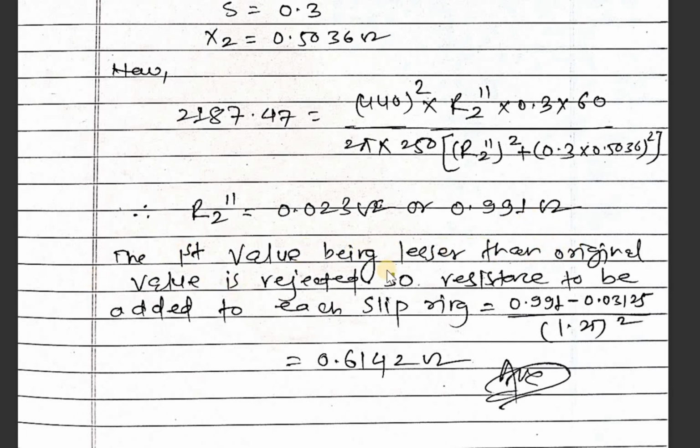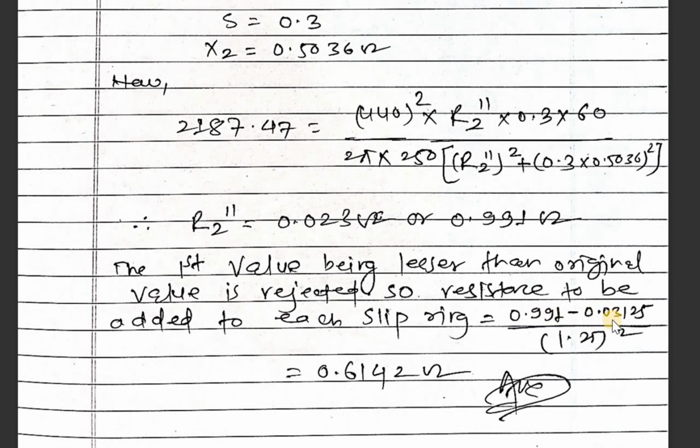So the resistance to be added in the slip ring is 0.991 minus 0.03125, divided by the turn ratio 1.25 whole square. Then you can get 0.6142 ohm.